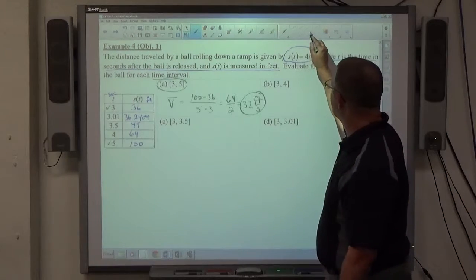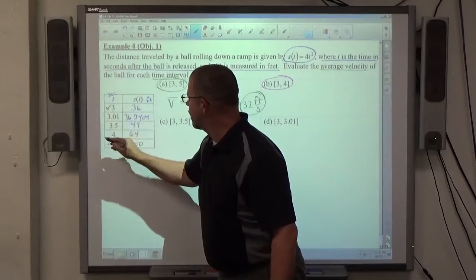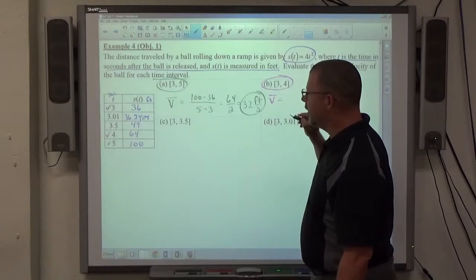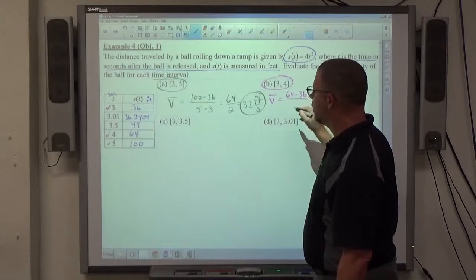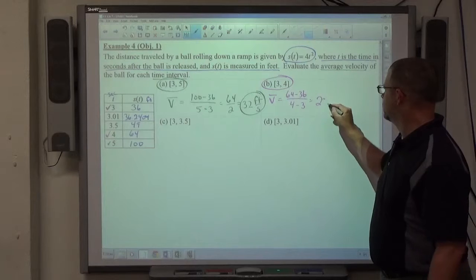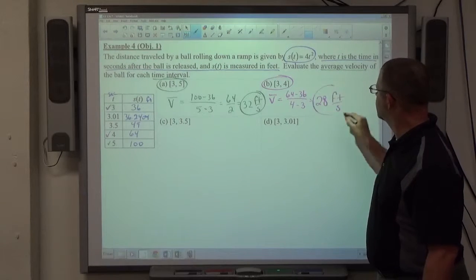Okay, next one, from 3 to 4. So starting at 3, ending at 4. So V is going to equal 64 minus 36 over 4 minus 3. That's just going to be 28 over 1, so 28 feet per second.